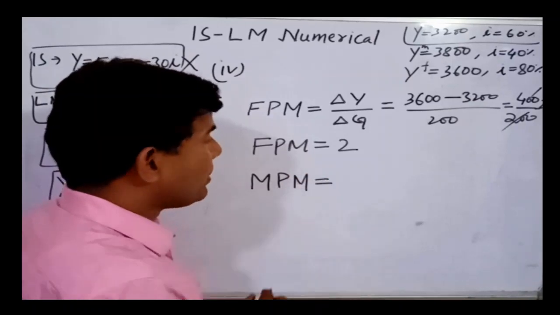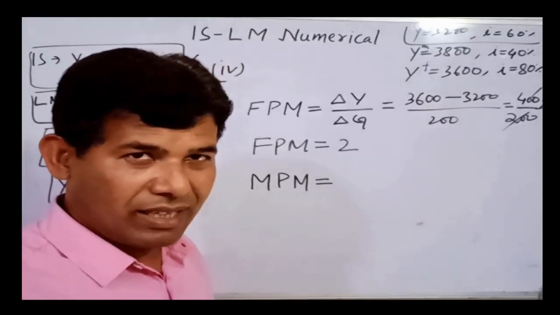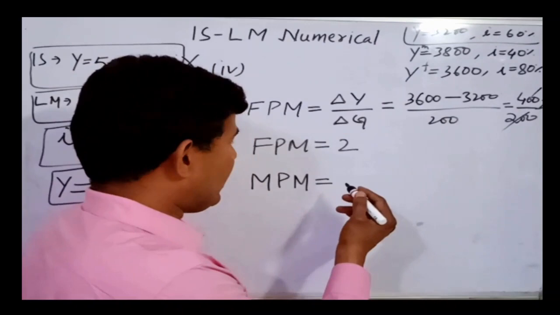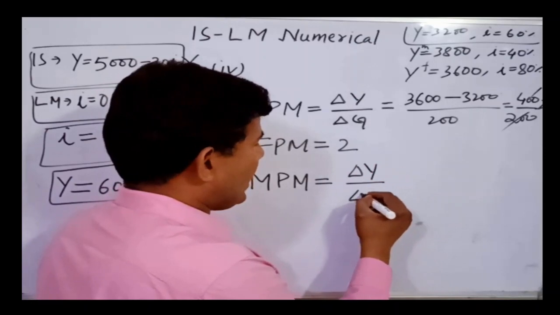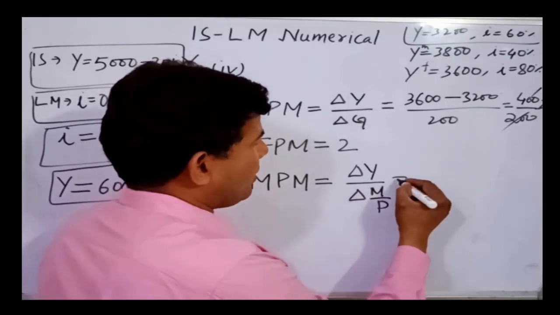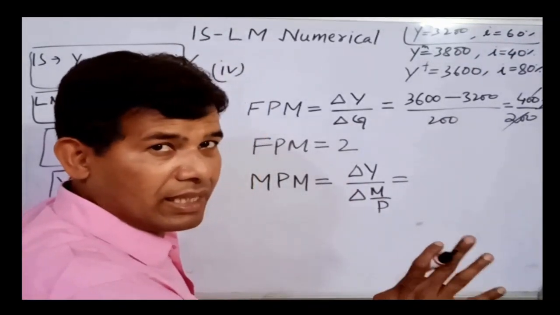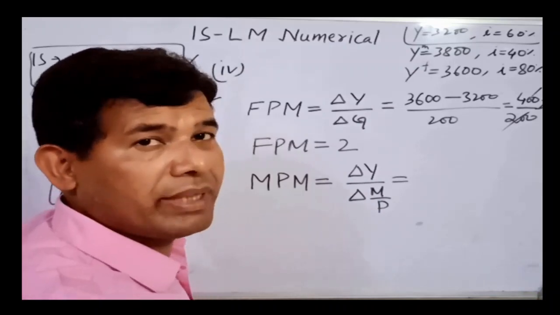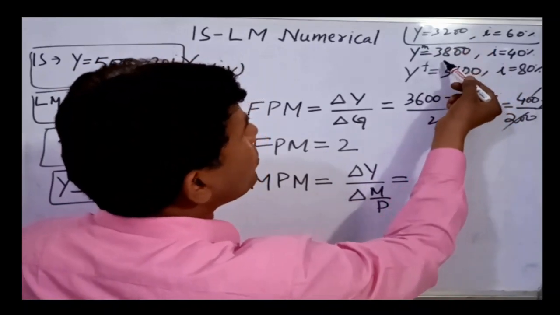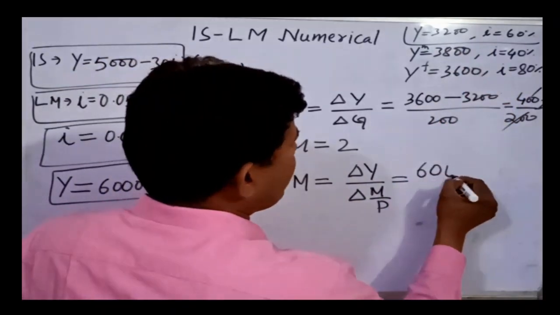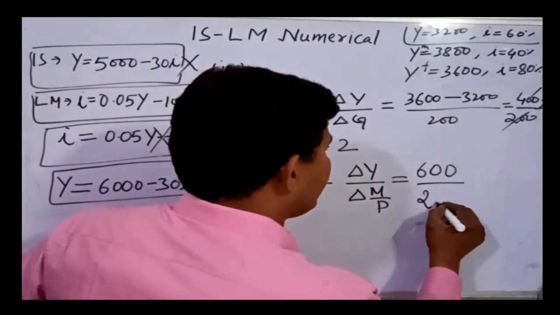So we have MPM, and what does MPM measure? We have already discussed in the fiscal and monetary policy multiplier lecture that MPM is the ratio of change in income to change in real money supply. How much income rises due to a rise in only money supply, keeping government expenditure and autonomous components of aggregate demand constant? Your income rises from 3200 to 3800, which means it rises by 600. And how much does money supply rise? Real money supply rises by 200.